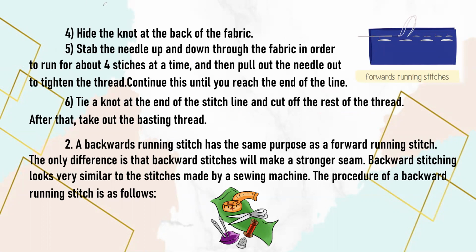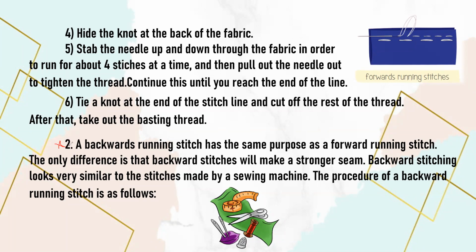Okay, now this was the one way, the 6 different steps we follow for moving forward, the forward running stitch. Okay, students? And now we have the second one, the backwards running stitch.